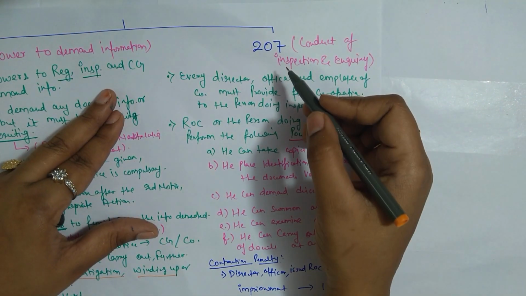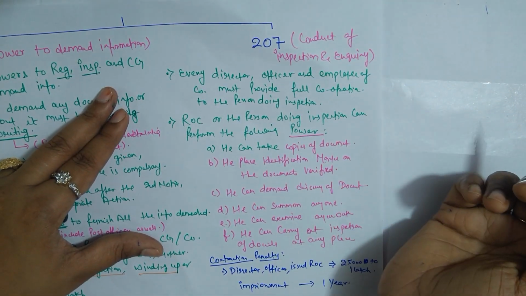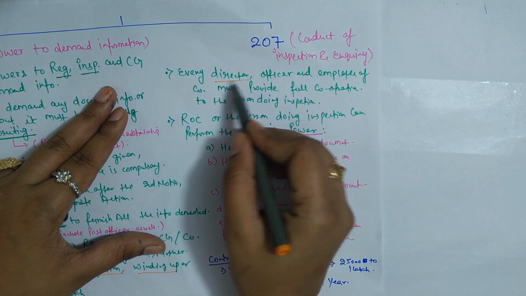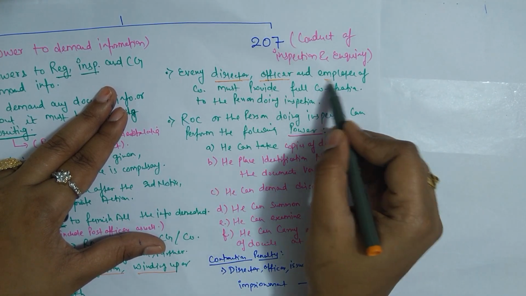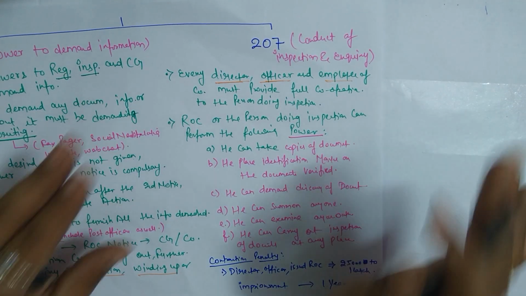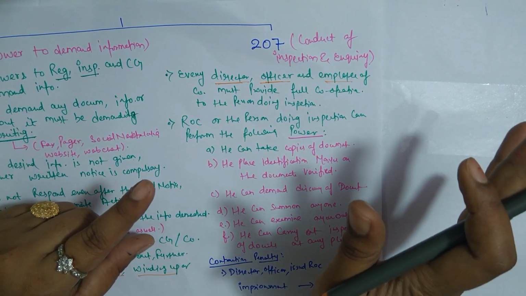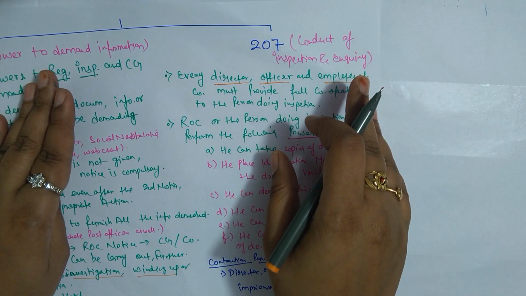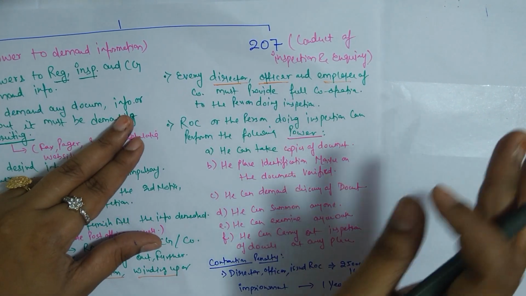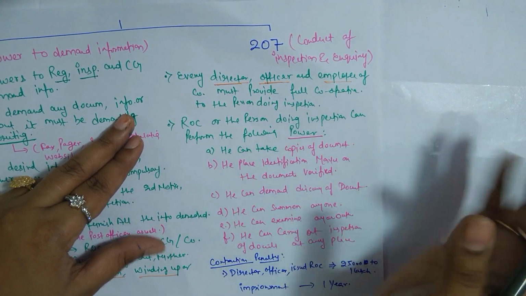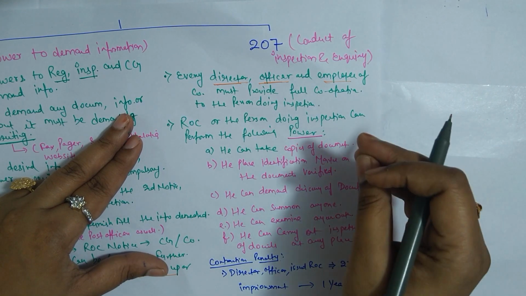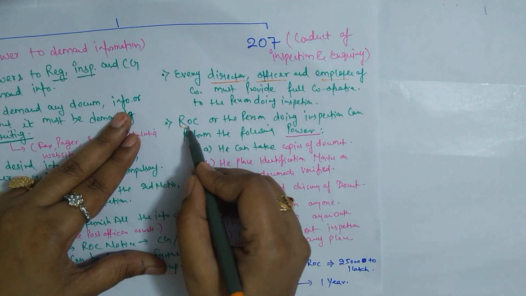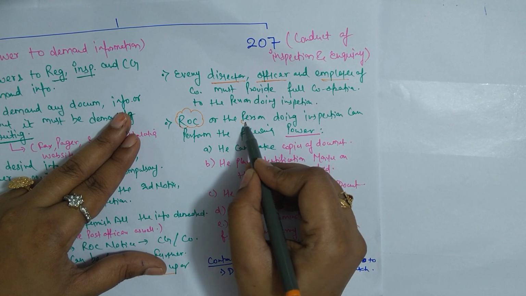Fine. Now section 207, conduct of inspection and inquiry. Here every director, every officer and employee has to give full cooperation to the person who is doing the inspection. Any question, any type of inquiry, any type of documents or explanation which is required by the inspector, you have to provide. And you must know that the ROC as well as the person has respective powers.